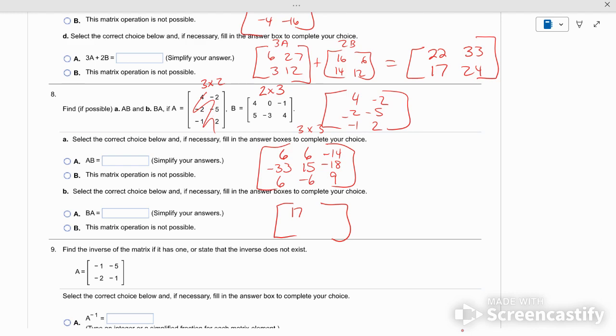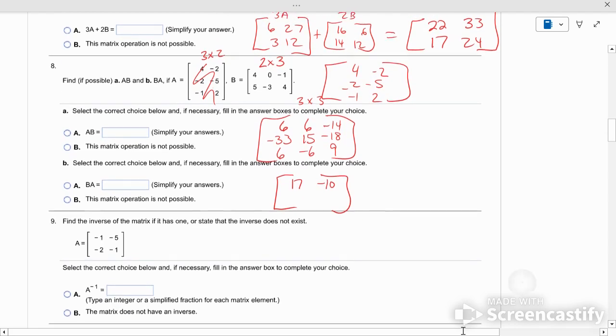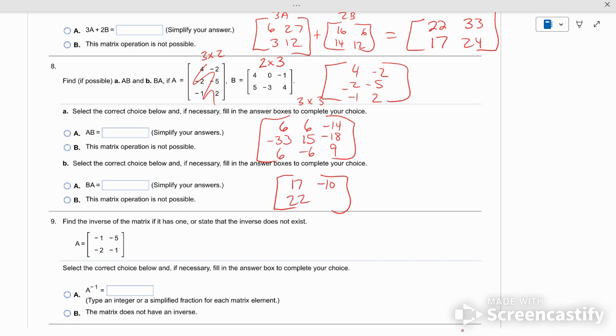4 times negative 2 is negative 8. 0 times negative 5 is 0. Negative 1 times negative 2 is negative 2. So negative 8 plus negative 2 is negative 10. Bottom row. 20 plus 6 is 26. Minus 4 is 22. Second column. Negative 10 plus 15 is 5. Plus 8 is 13.